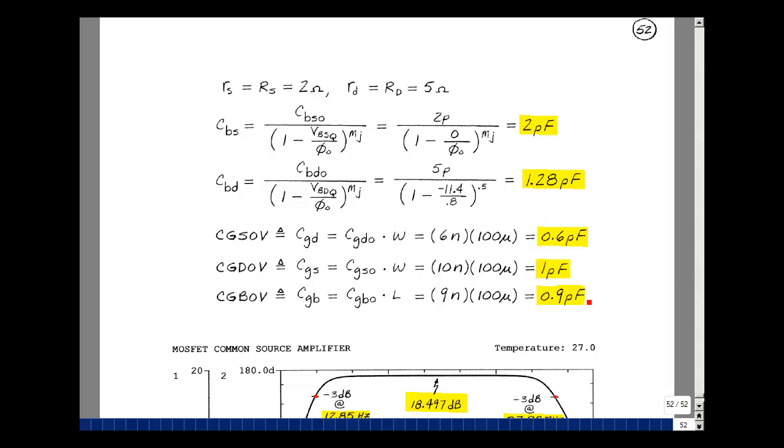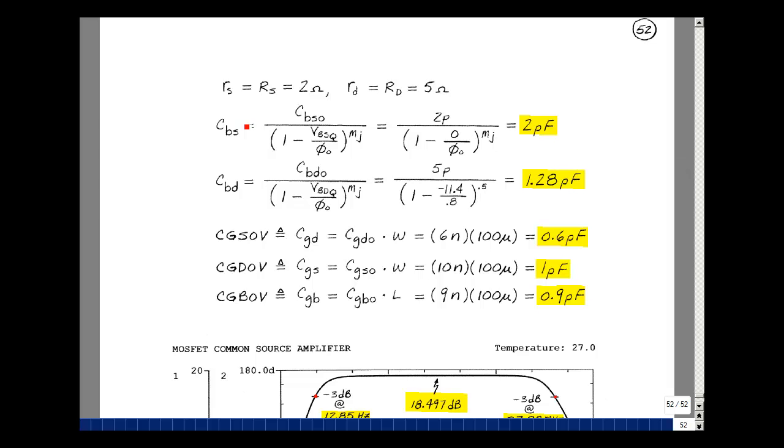But I also have capacitances associated with the two diodes between the bulk and source and bulk and drain. But the bulk to source voltage is 0. We just get this term, that's just 2 picofarads. But for the bulk to drain, we need the bulk to drain biasing voltage, but the bulk to source is shorted, and so the bulk to drain voltage is just the negative of the drain to source voltage, so it'd be minus 11.4 volts. P0 was 0.8, and the grading coefficient was 0.5, that gives me 1.28 picofarads.